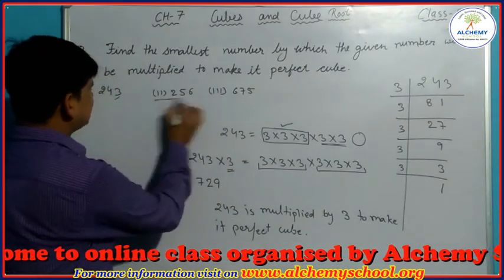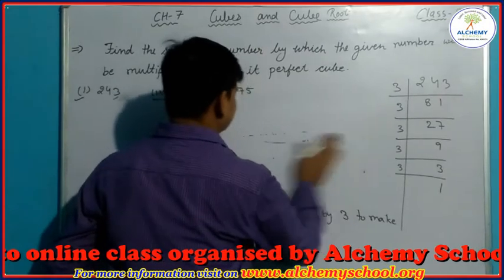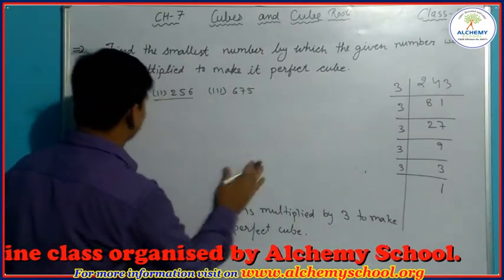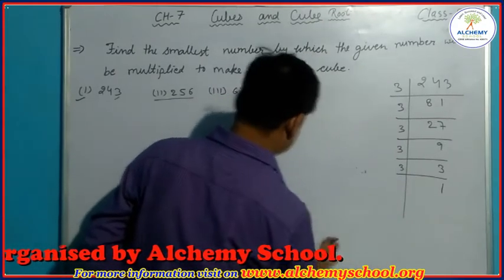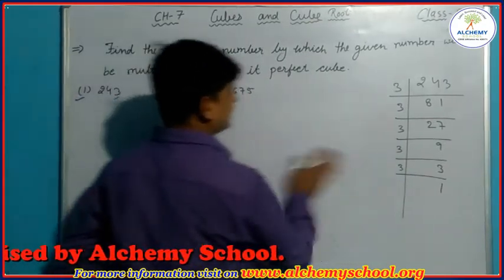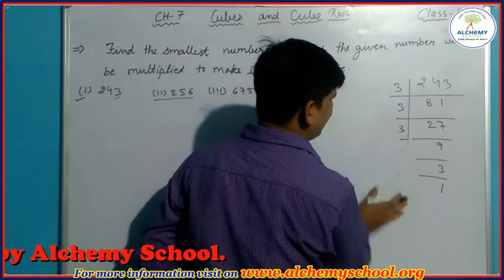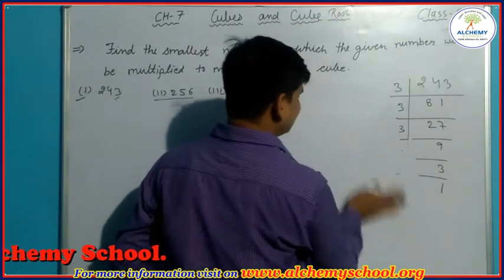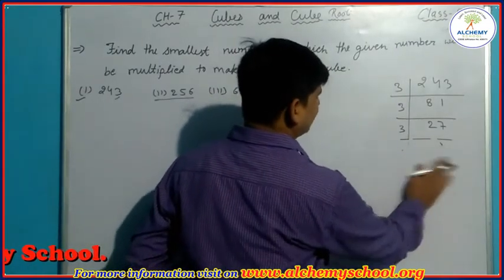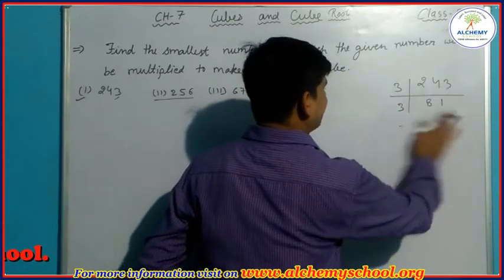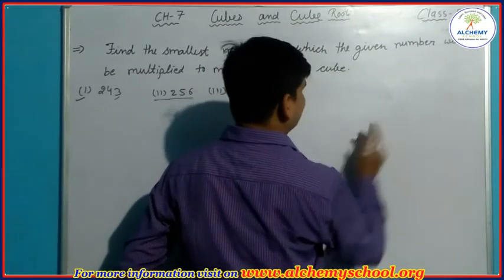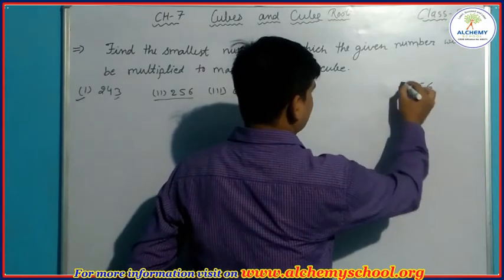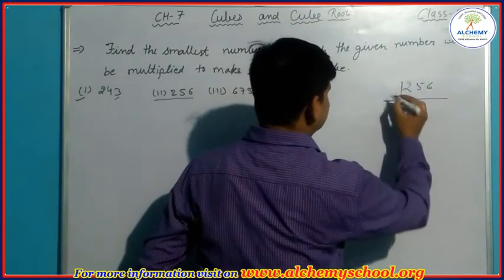The next example is 256. The same procedure we have to apply here with 256. First we have to factorize 256 and then we have to make the groups of 3 same factors. So when we factorize 256, we can factorize it by 2.